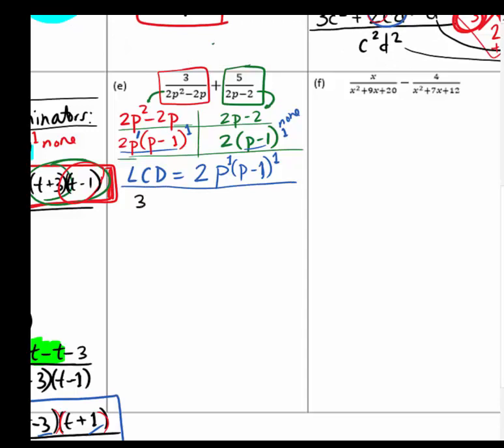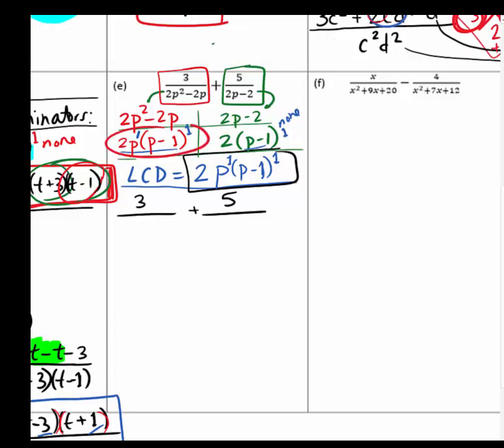Okay, now I just got to keep in mind I'm going to try to transform both of the original fractions, the 3 over 2p squared minus 2p, and the 5 over 2p minus 2. I'm going to transform them so that they have this denominator. But you know what's a good idea? Once you factor the denominators, like we did, I'm actually going to rewrite those denominators in their factored form, because if you leave it unfactored, it's too hard to tell what they're missing or what they have.